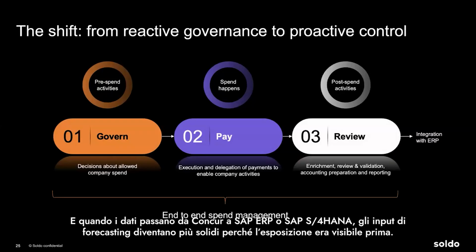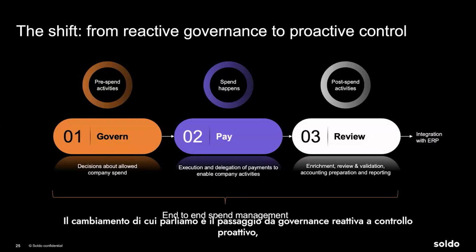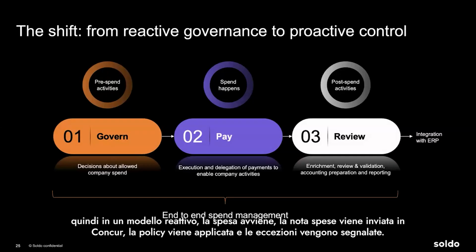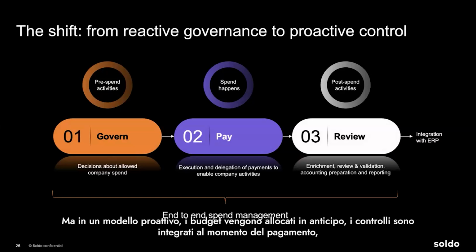So in a reactive model, spend happens, the expense is submitted into Concur, policy is applied, and exceptions get flagged. But in a proactive model, budgets are allocated in advance, controls are embedded at the time of payment, and spend is aligned to cost centers or projects at source. The review becomes validation, not discovery. And as I said, this does not replace Concur. What it reduces is the noise inside Concur.